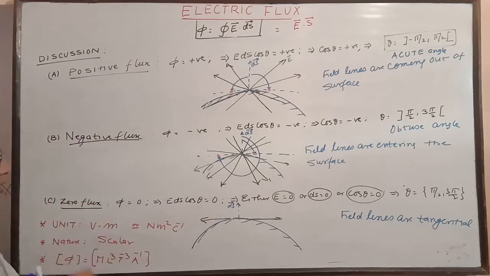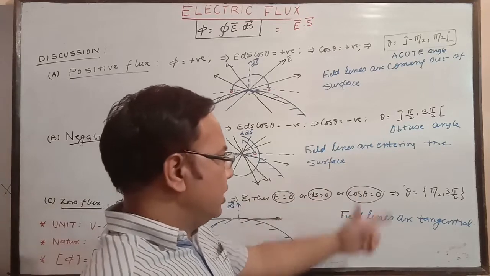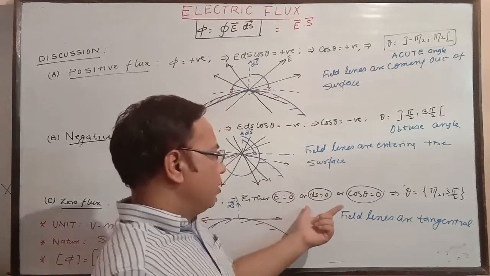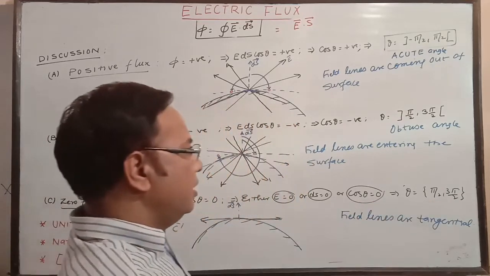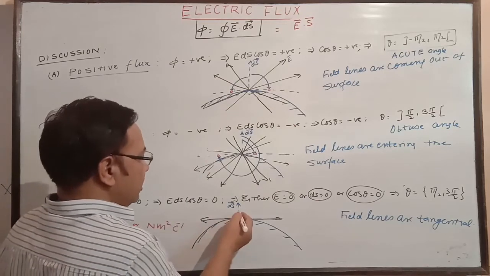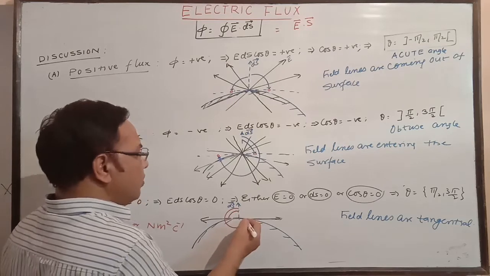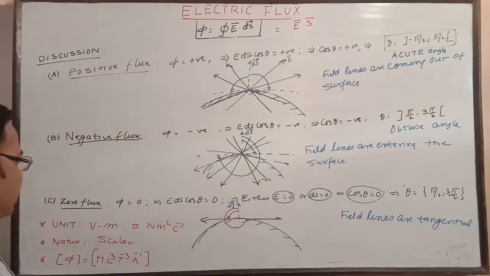Third is zero flux. Phi zero means only three options: either E is 0, or ds is 0, or cos theta is 0. If the first two are not zero, then it will be zero only if cos theta is 0, and then we have two values, 90 or 270 degrees. So 90 means here, and 270 means up to this. In this case, only two fixed values are there. So the field lines are tangential to the surface.